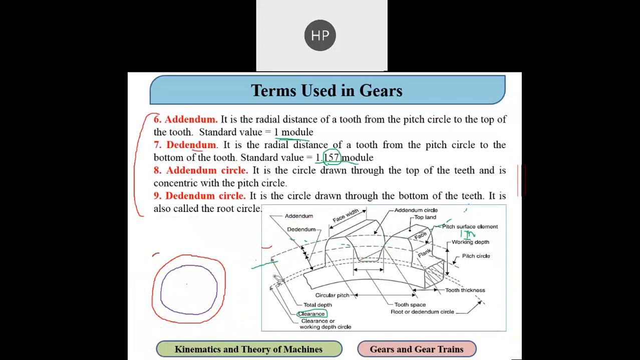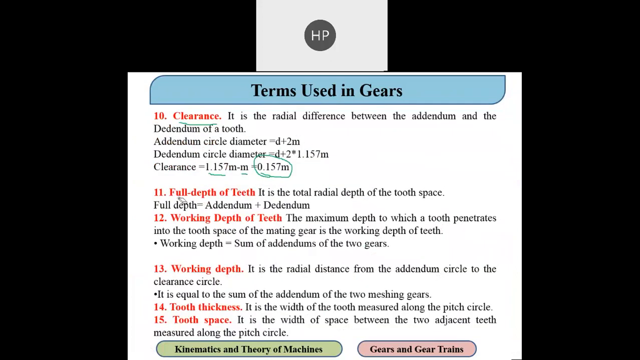Then we have another definition. What we have discussed is something we already discussed yesterday, but I'm quickly revising it so that it will be clear in your mind again.